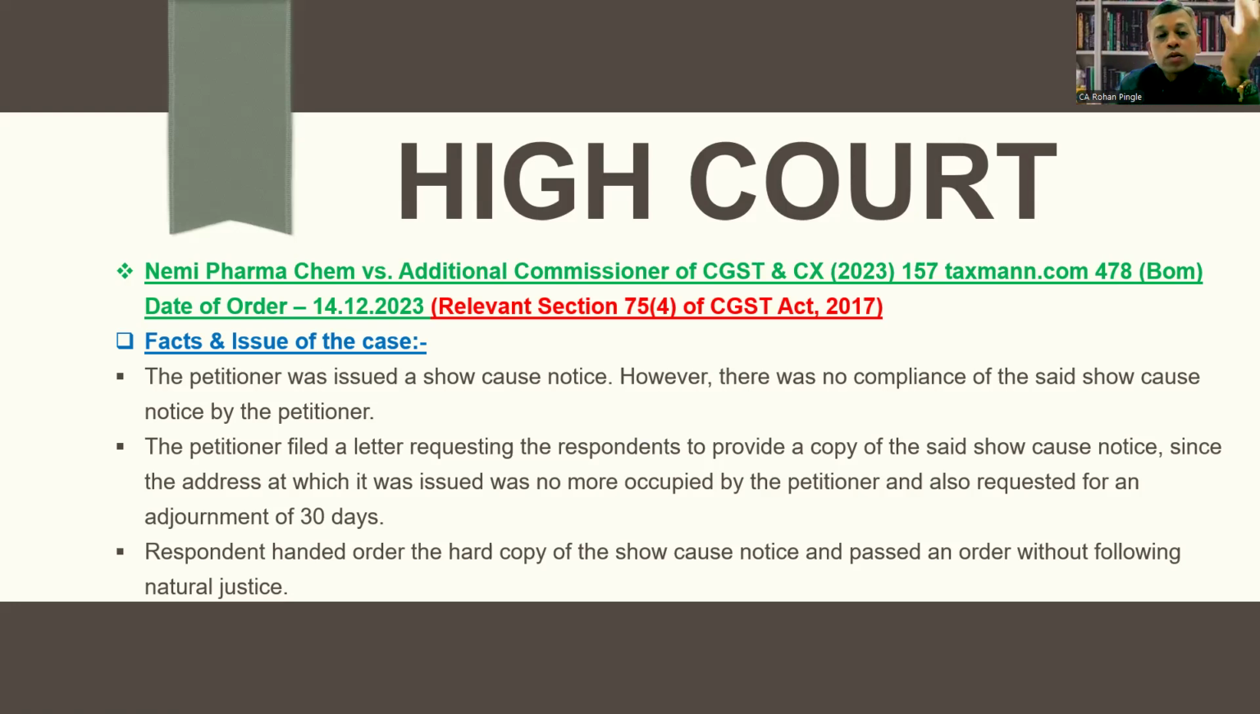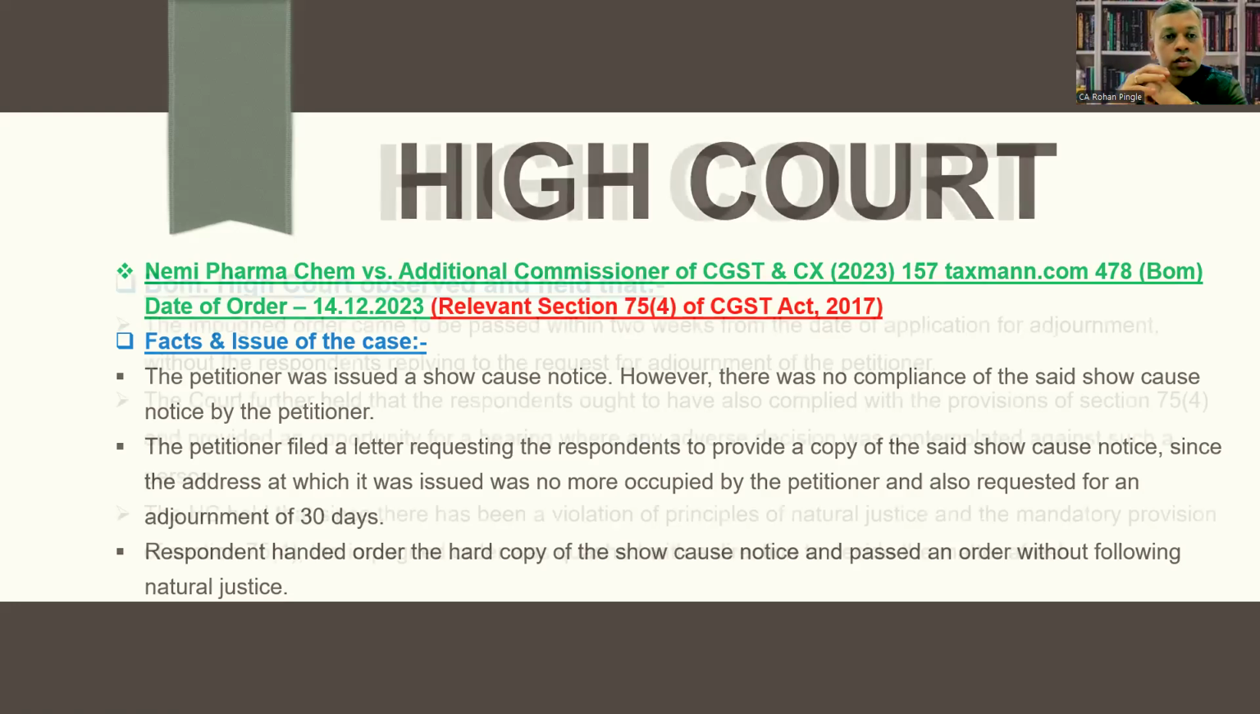So the petitioner was issued a show cause notice and had not complied with it, but then he filed a letter requesting the respondents to provide a copy of the said show cause notice, since the address mentioned was no more occupied by the petitioner, and also requested for an adjournment of 30 days. Respondent handed the hard copy of the show cause notice and passed an order without following natural justice.